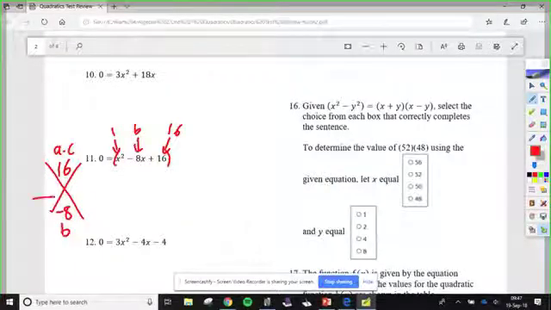So the puzzle I'm trying to solve here is what 2 numbers multiply to 16 and add to negative 8. Give you a moment to think. If you want to pause the video, you can. But I'll go ahead and tell you the answer. It's negative 4 and negative 4. Negative 4 times negative 4 is 16. Negative 4 plus negative 4 is negative 8.